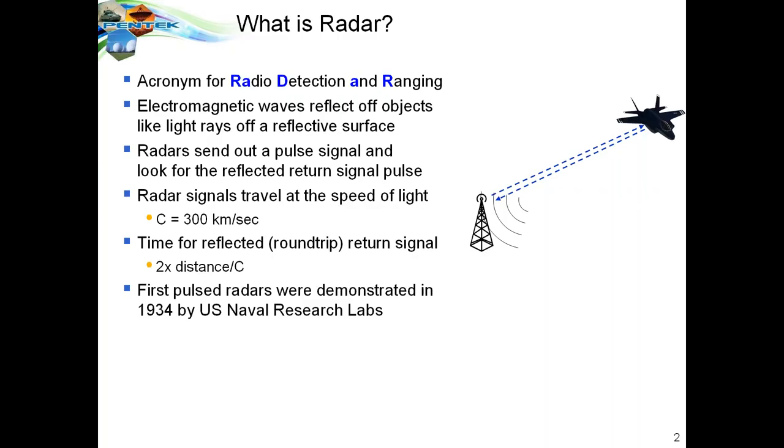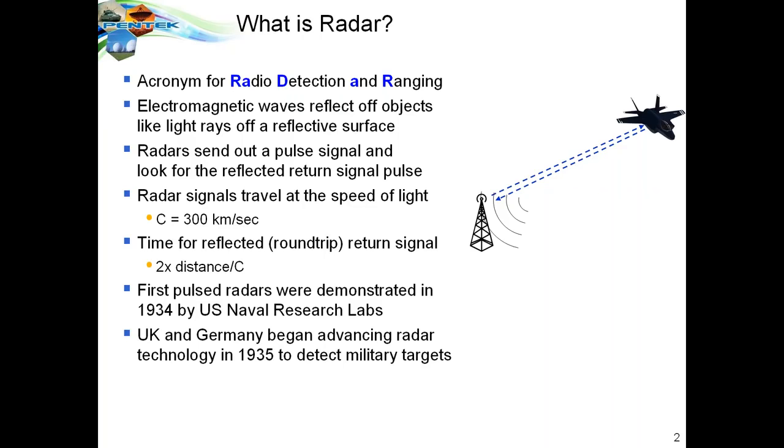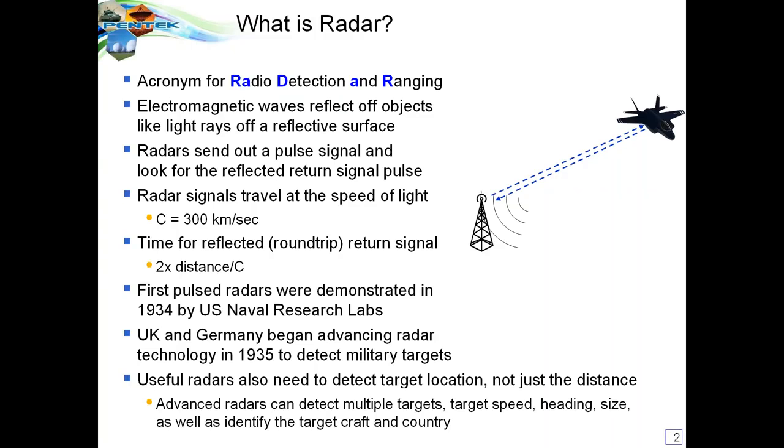The first pulse radars were demonstrated in 1934 by the U.S. Naval Research Labs. In 1935, UK and Germany both began advancing radar technology to detect military targets.